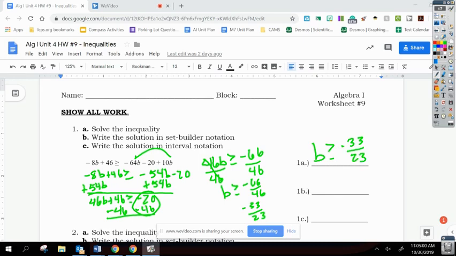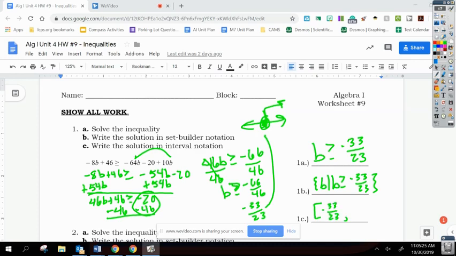And in set builder notation, it's all the b's such that, and I just rewrite this, b is greater than or equal to negative 33 over 23. Close out my braces. In interval notation, again, I like to see the graph, so I'll do a quick sketch of a graph. It's a closed circle because the line's underneath, and since b is on the big side, it's going to go to the right. I know that that number goes right there, so it's closed, negative 33 over 23, comma, infinity, with parentheses.